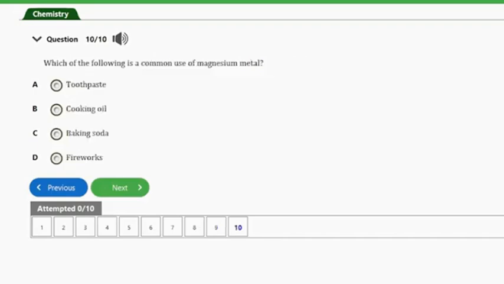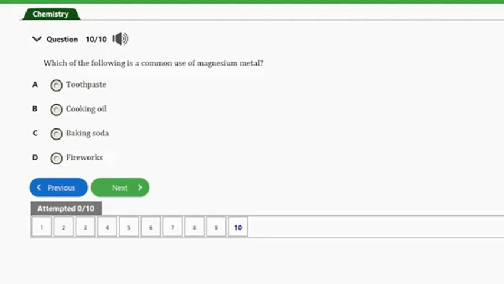So let's consider the next and the last question, question number 10 here. It says, which of the following is a common use of magnesium metal? A, toothpaste, B, cooking oil, C, baking soda, D, fireworks. So guys, the answer to this question here is option D, and that's fireworks.